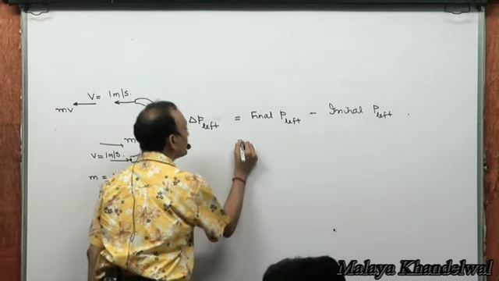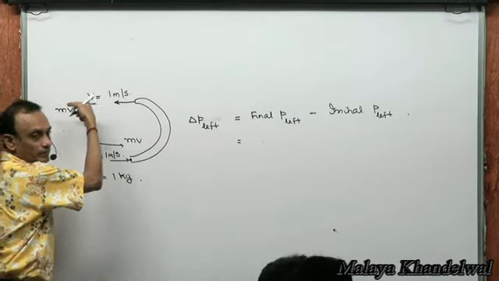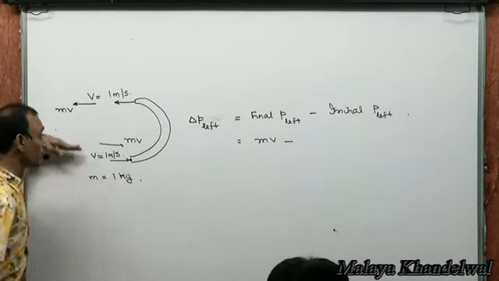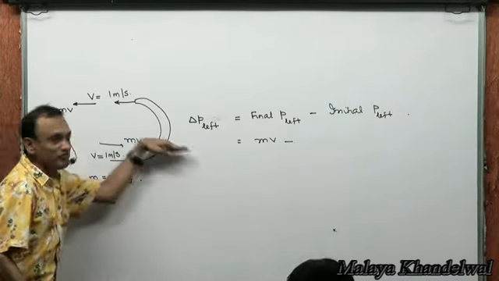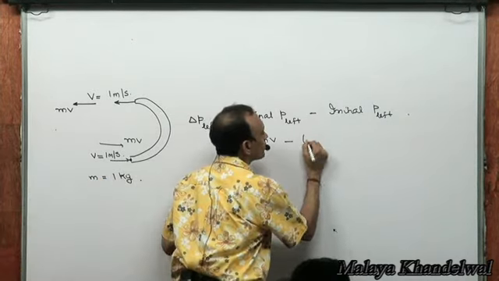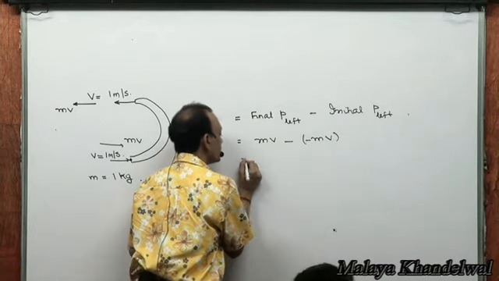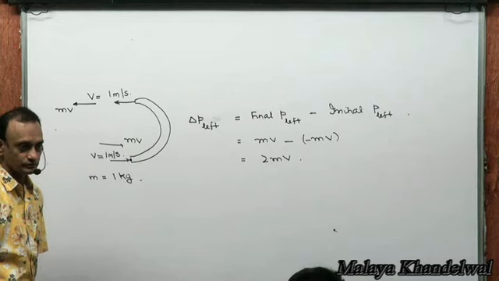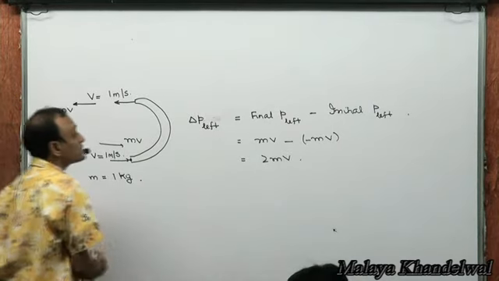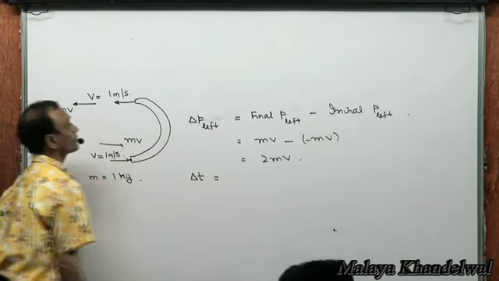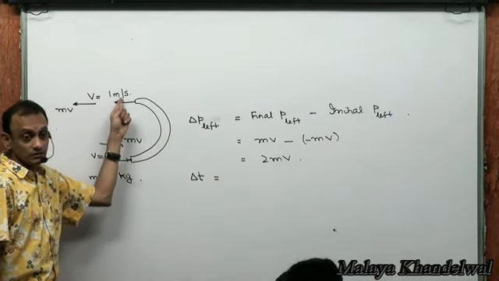Now, what's the final p in the leftward direction? M into v. Minus, what's the initial linear momentum in the leftward direction? It's mv in the rightward direction, so minus mv in the leftward direction. So minus mv. So change in linear momentum is 2mv. Right? Now, what's the time taken to bring about this change in linear momentum? Time taken to cover this semicircle?